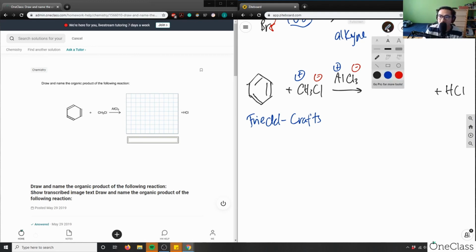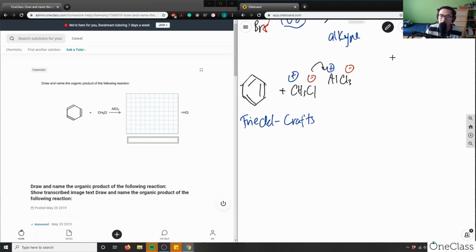It's going to bond with this aluminum, so it's going to activate this methyl group. The chlorine bonds with the AlCl3. In this case, this chlorine would now be positively charged, and the aluminum would have a negative charge. So this is activated now.